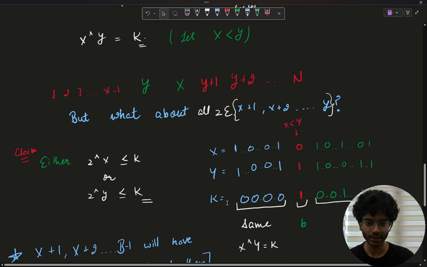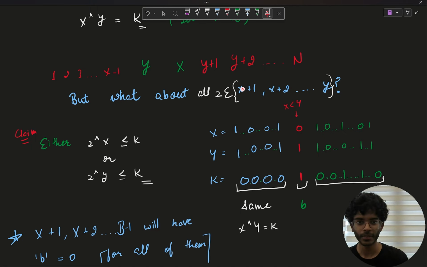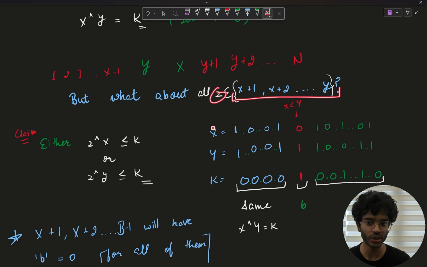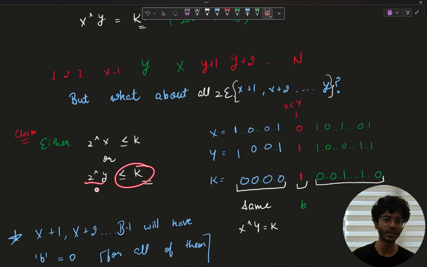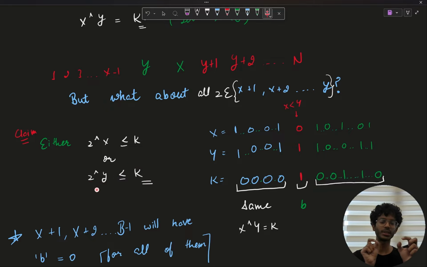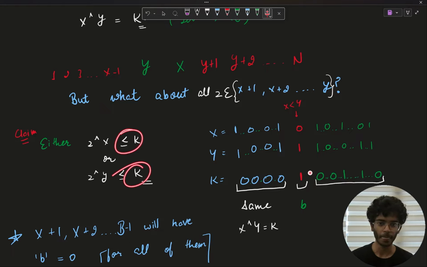So my claim, to construct that, is that for any z in this range, either z XOR x would be less than or equal to k, or z XOR y would be less than or equal to k, right? Because we need to put these elements in a way such that their XOR with something is always less than or equal to k, right?